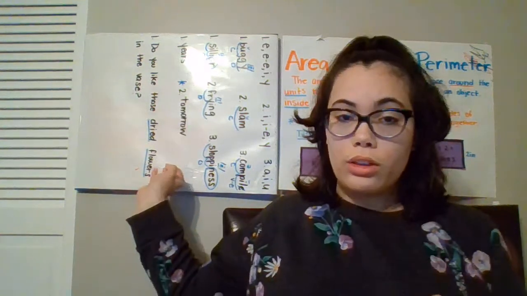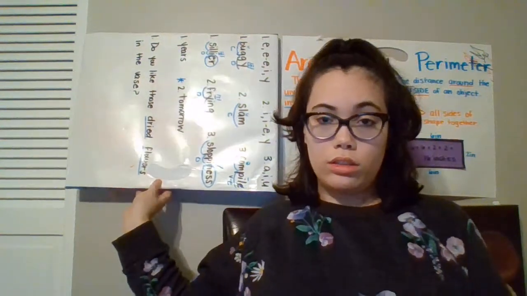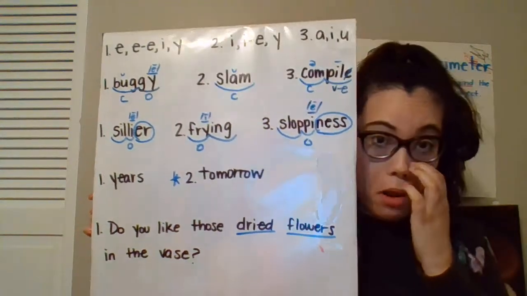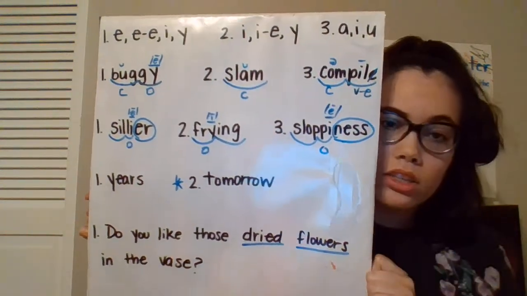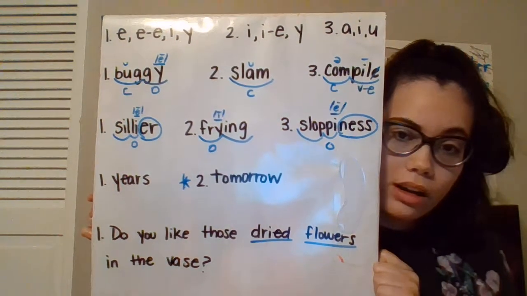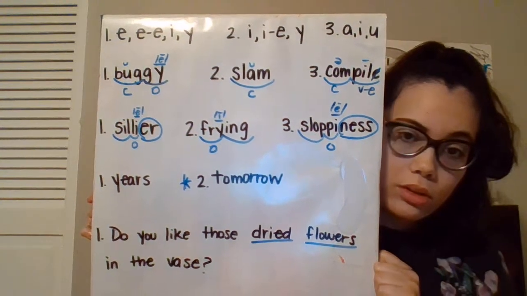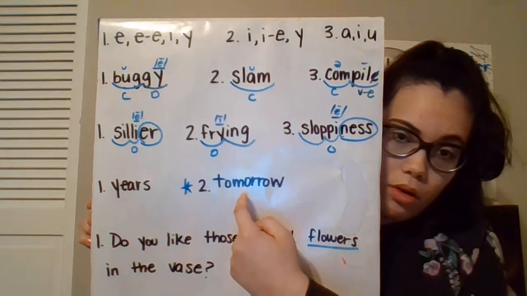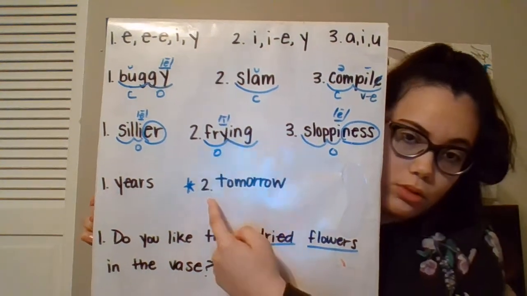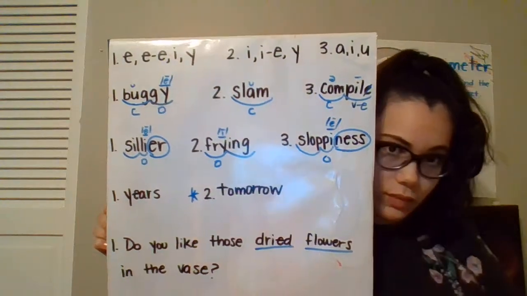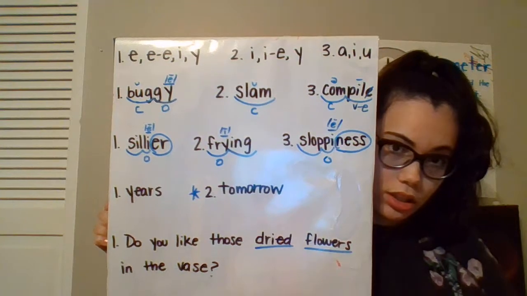I want to start off with going over our dictation from Thursday. If you want to go ahead and pause and check your answers, I'm going to go over the mistakes that I noticed were common. I want to go over how to spell tomorrow. It's tomorrow. Okay, so there are the answers for the dictation on Thursday.